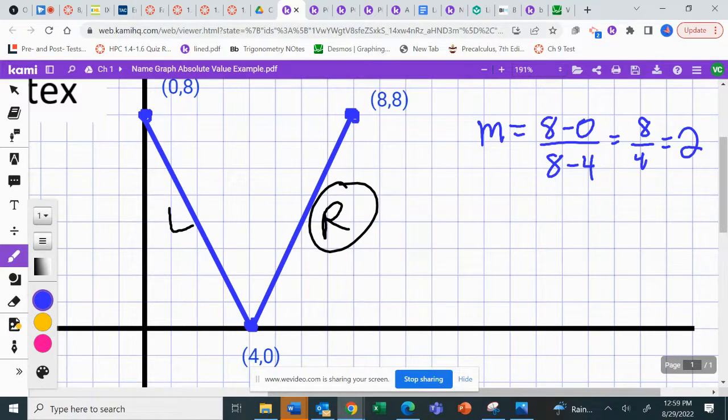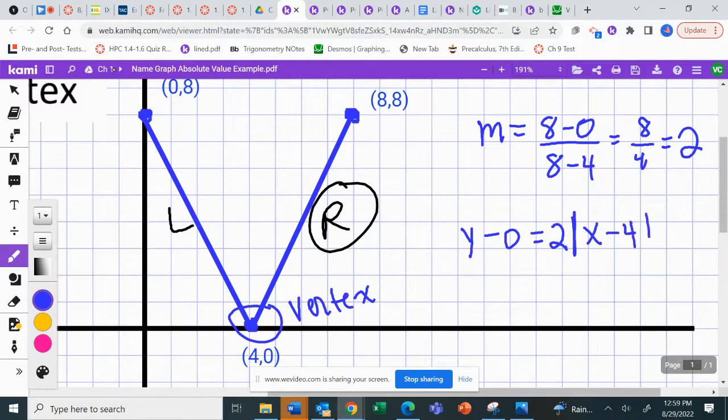We're going to do the equation, but remember we have to use the vertex, and the vertex for this one is at 4, 0. So you do y minus y1, which is 0, equals our slope, absolute value, x minus x1, which is 4. And I don't need y minus 0. That's still just y. So I'm simplifying it a little bit.